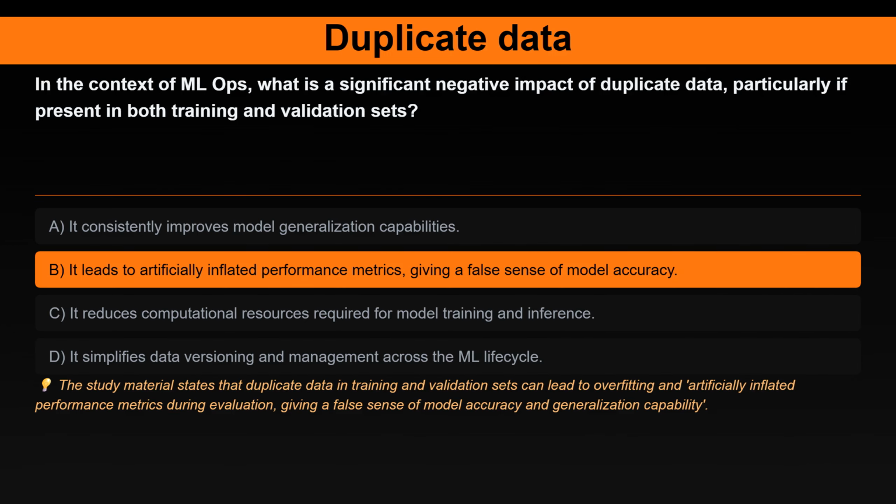The correct answer is, quote, it leads to artificially inflated performance metrics, giving a false sense of model accuracy. Here's the explanation. The study material states that duplicate data in training and validation sets can lead to overfitting and artificially inflated performance metrics during evaluation, giving a false sense of model accuracy and generalization capability.